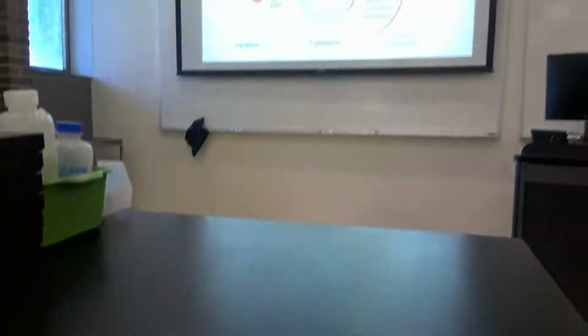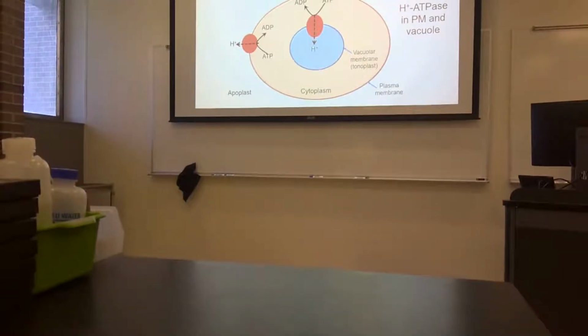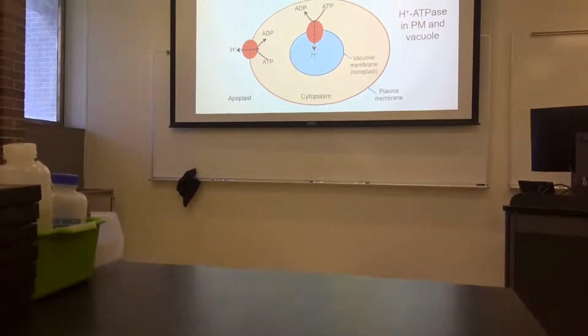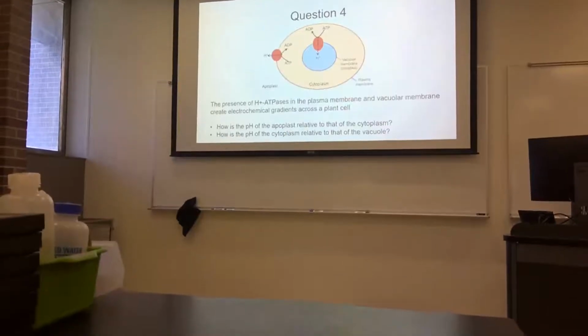And you probably want to learn tonoplast. Tonoplast is the official plant name of the vacuole membrane, the membrane of the plant vacuole. So you have this one here pumping hydrogens, this one here pumping hydrogens.